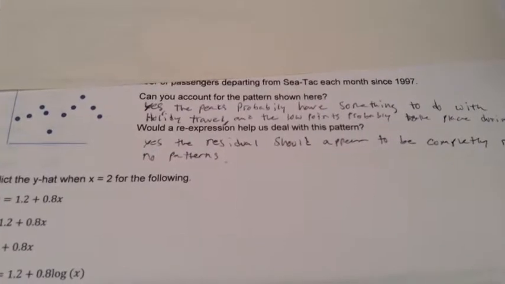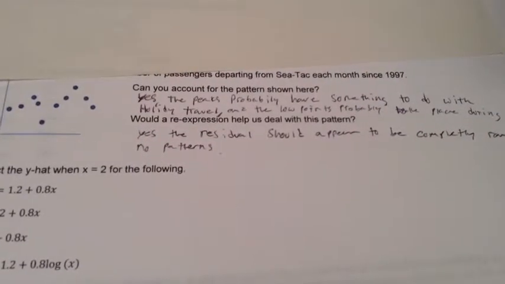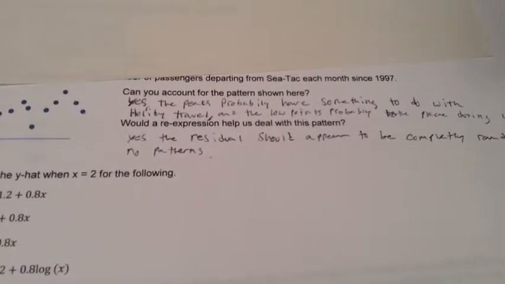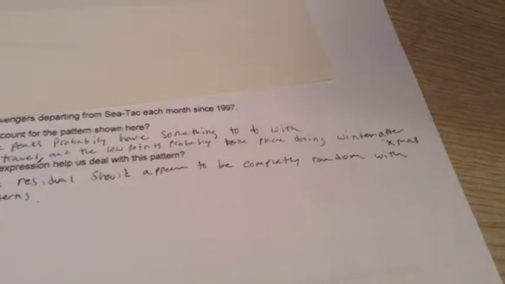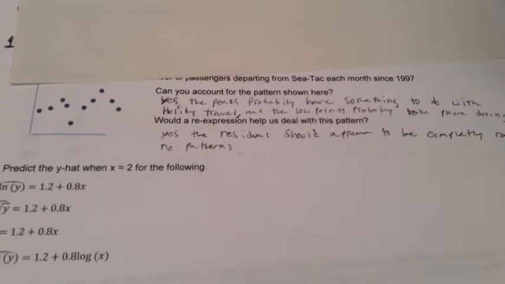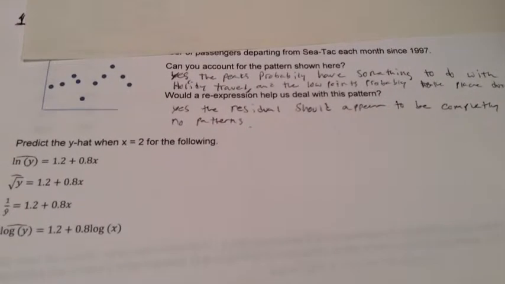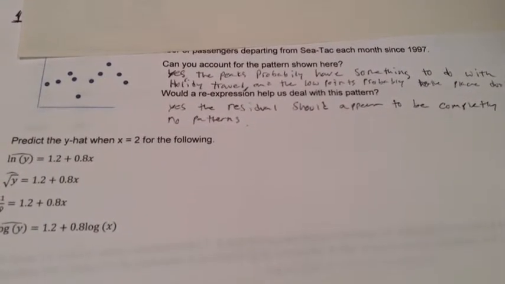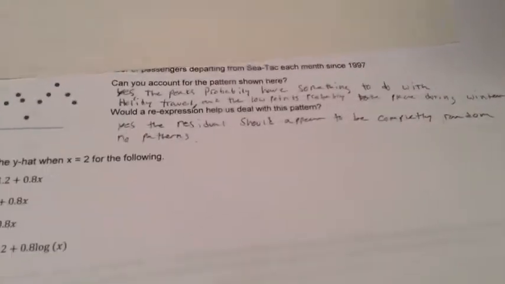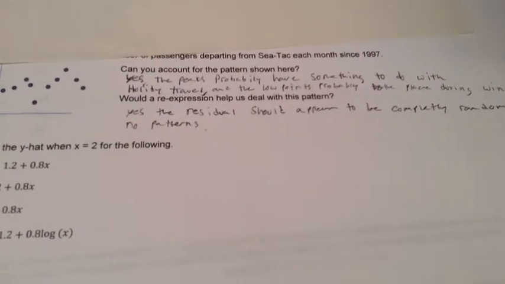So yes, the peaks probably have something to do with the holiday travel, and the low points probably have to do with winter months after Christmas and the holidays are over with. So that's probably what causes the patterns that are shown. And yes, the data could be re-expressed because it does not appear to be completely random, has obvious patterns, and it's not linear.